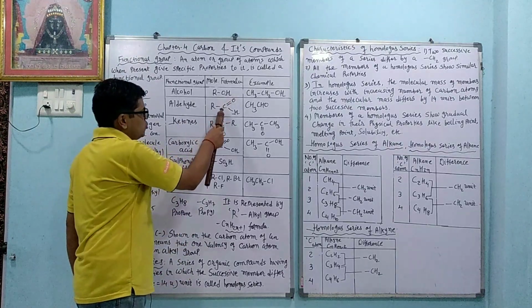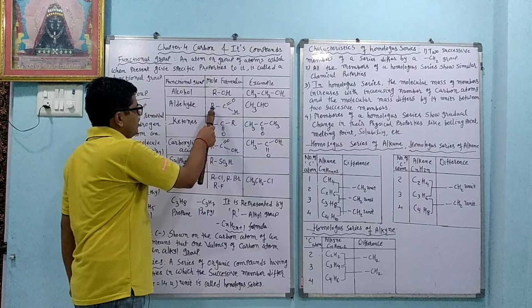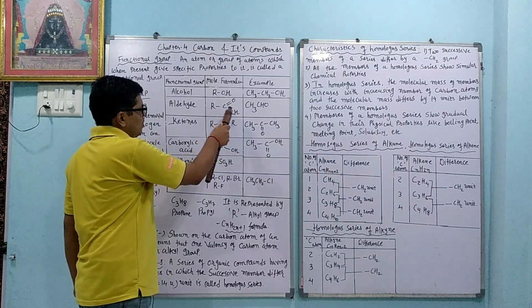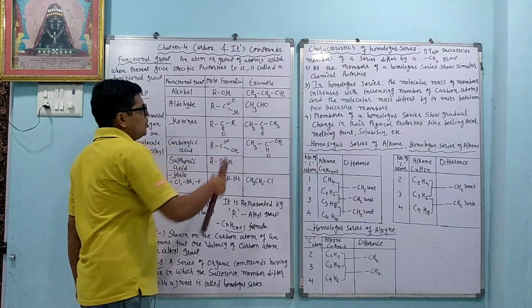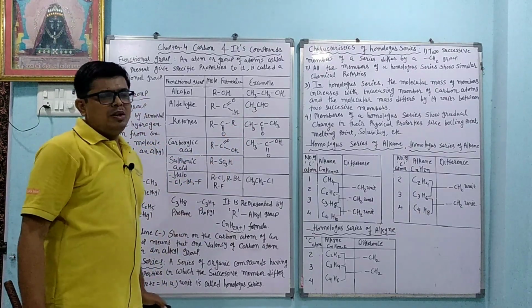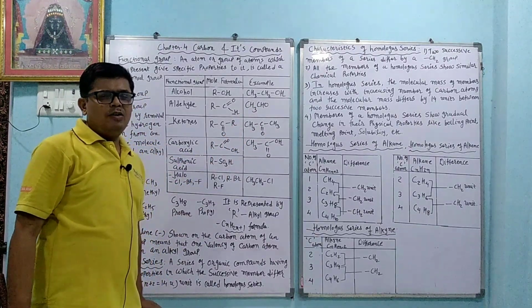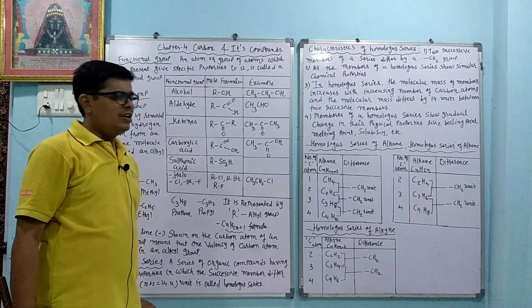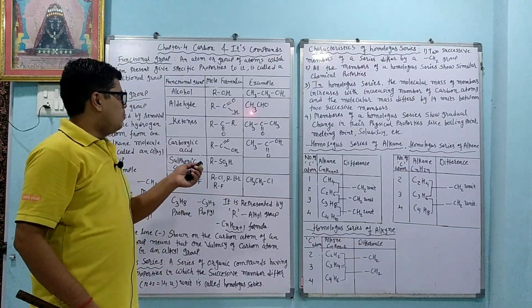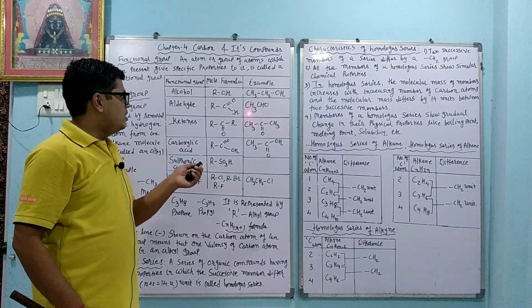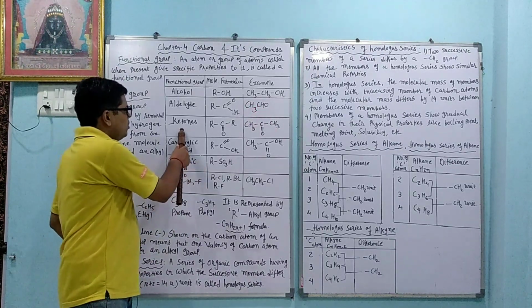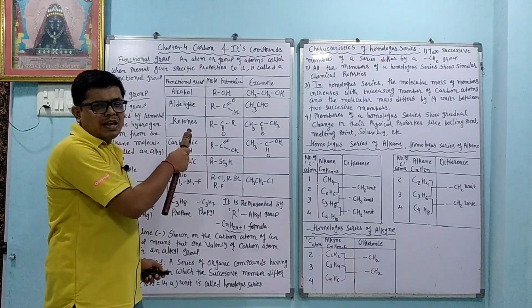The aldehyde group is the CHO group. When the CHO group is attached to R, it is called an aldehyde. Example: CH3CHO. How many carbon atoms are present? 2, so it is ethanal. Here we have to add the suffix 'al': ethanal. Its common name is acetaldehyde. The IUPAC name is what? Ethanal. For ketones, we have to add the suffix 'one'.